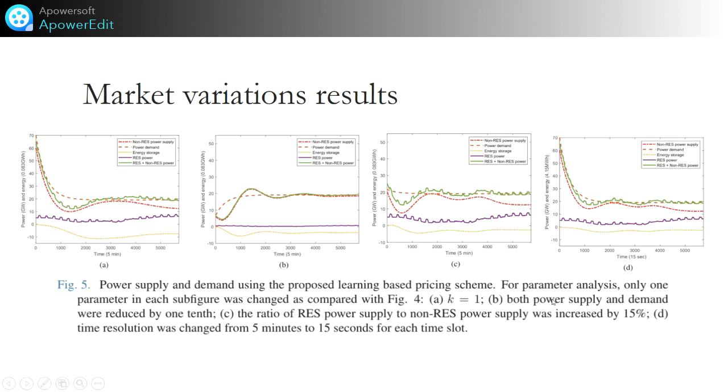The second thing we change is the market scale. We reduce both power supply and demand by 1/10, so you can see our initial value is smaller than before, and it also reaches balance at about T equals 3000. The third thing we change is the RES to non-RES power supply ratio. We increased it by 15%, and the time it takes to reach balance is shorter than before.